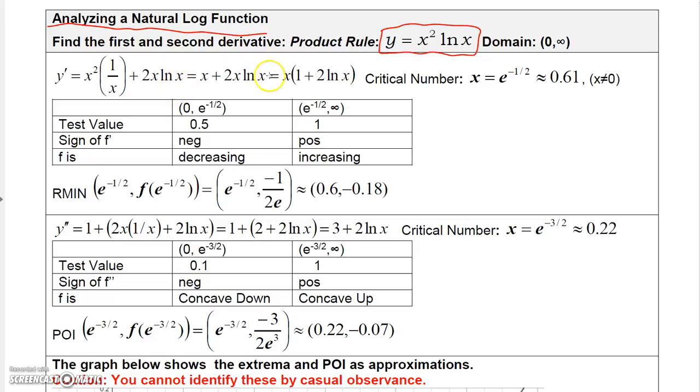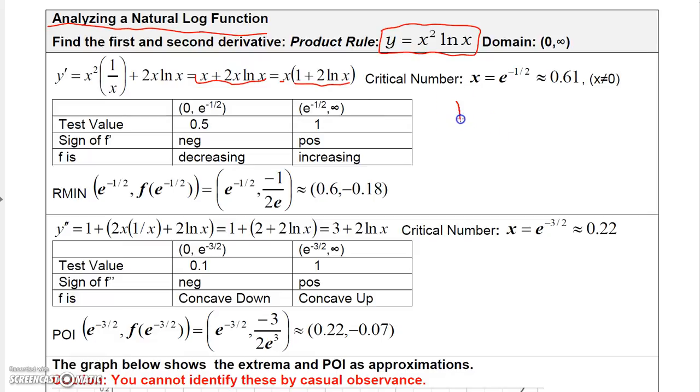I think I may have done one either like this or very similar earlier where I found the derivative. So we're going to get x plus 2x natural log of x, and you can factor an x out of this. And so when you factor an x out, you're going to get x times 1 plus 2 natural log of x. Now x cannot equal 0.